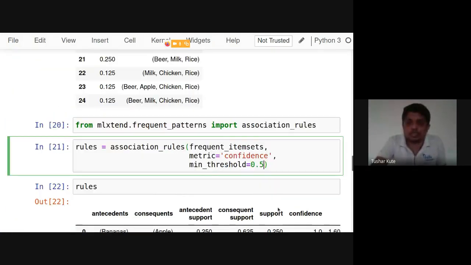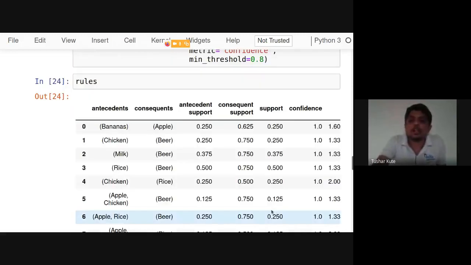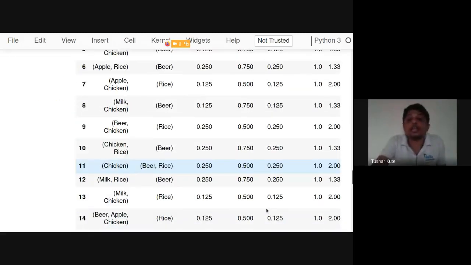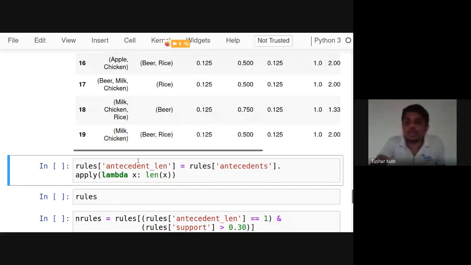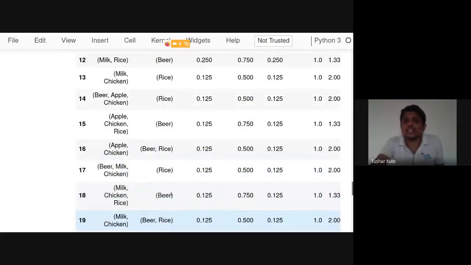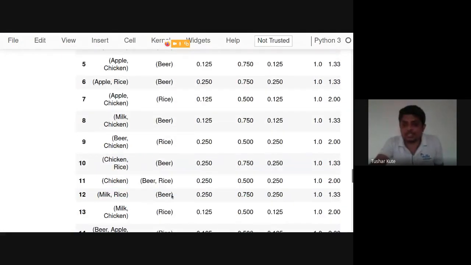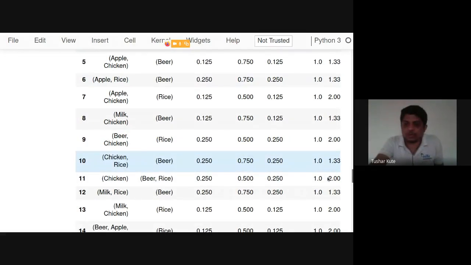Okay, if I change the criteria, I want minimum confidence as 80%. How many? 19 rules are there only. 61 rules are truncated to 19 rules. All are having 100% confidence now. They are true for all the occasions. That we can see. And now lift is also good for all. It's above 1 always for all.